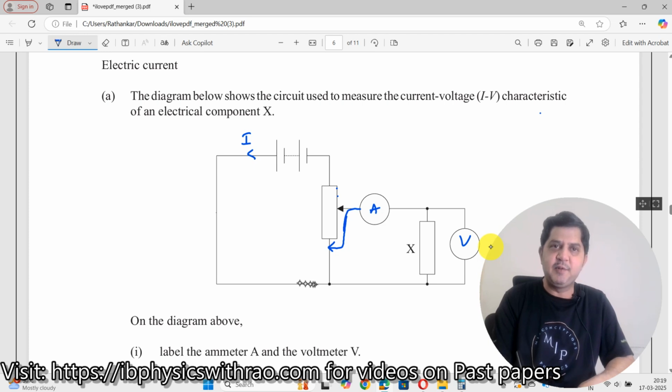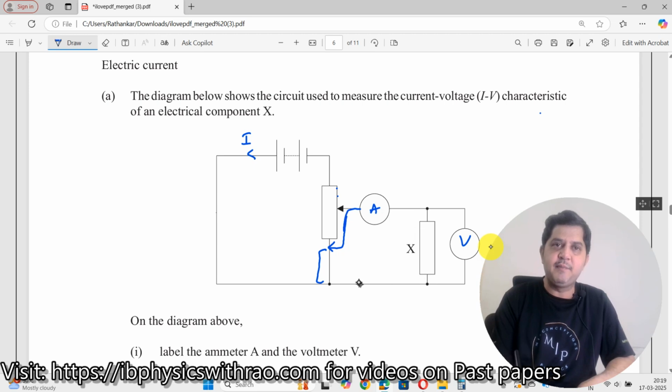When it is kept at this position, what will happen? The current will come here, where there is zero resistance. Here there is definitely more resistance as compared to this particular line, so the current will not enter here. The current will come here, go to the ammeter, then go here, and produce I into X, I into R, whatever it is. The voltmeter might read a current over here.